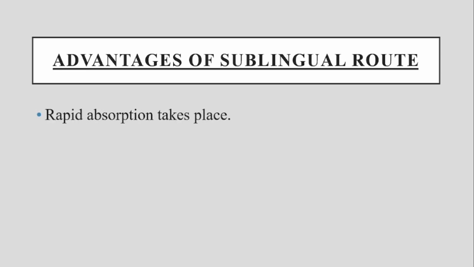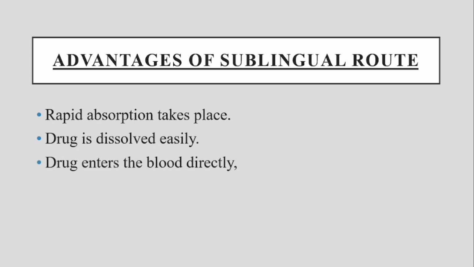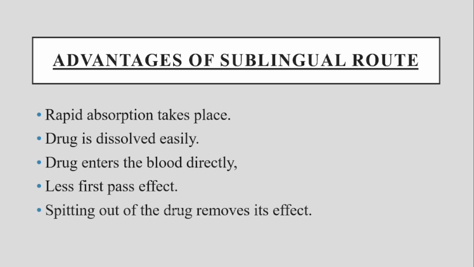So there are advantages of the sublingual route, like the absorption through the sublingual route is rapid. Drug is dissolved easily through the sublingual route. Drug enters the blood directly because of the presence of small capillaries. There is less first pass effect, and spitting of the drug removes its effect. Patient can terminate the effect of the drug by spitting out the drug easily.